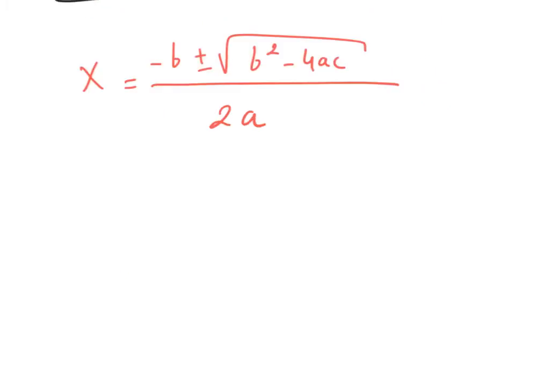All right, so for the next case, when we have b squared minus 4ac less than 0. Let's make it equal 0 here before I get to less than 0.